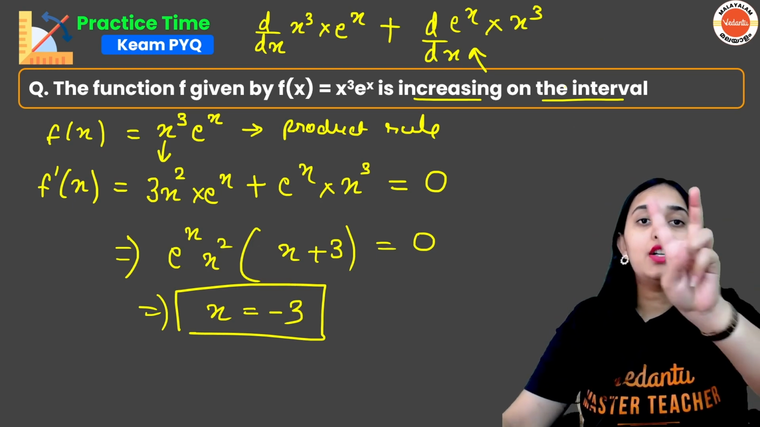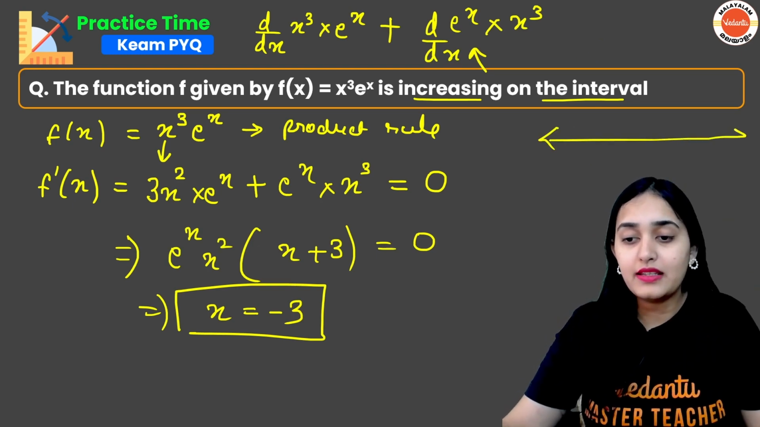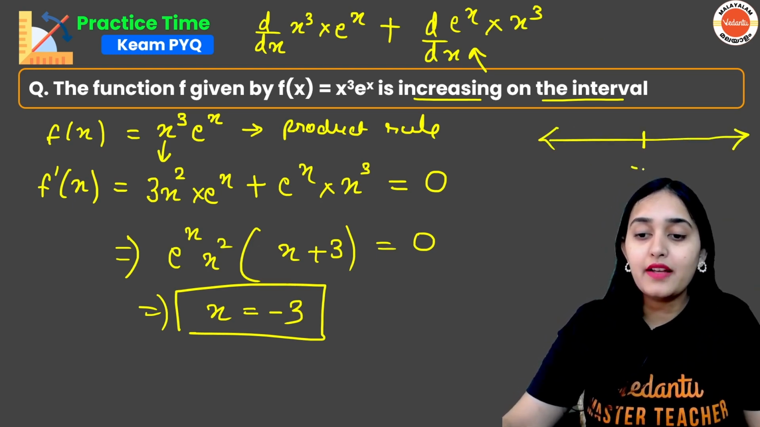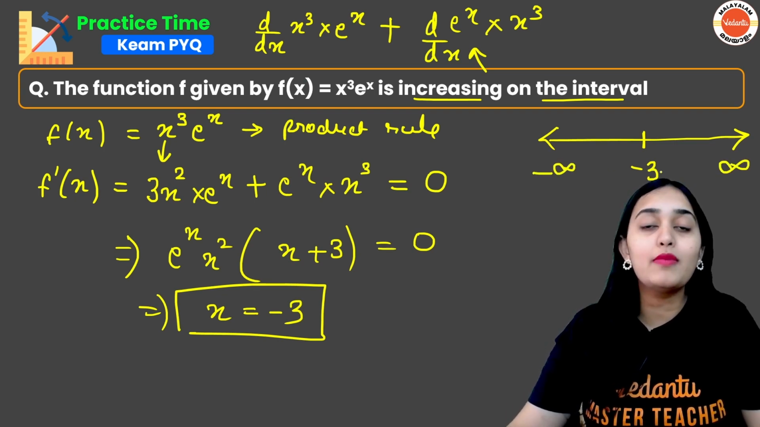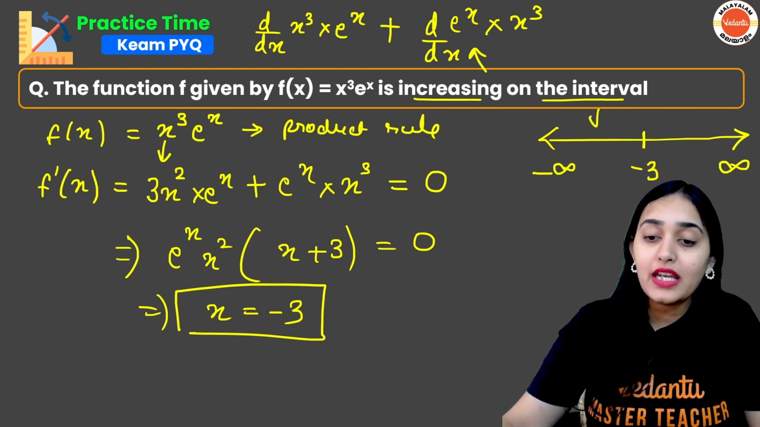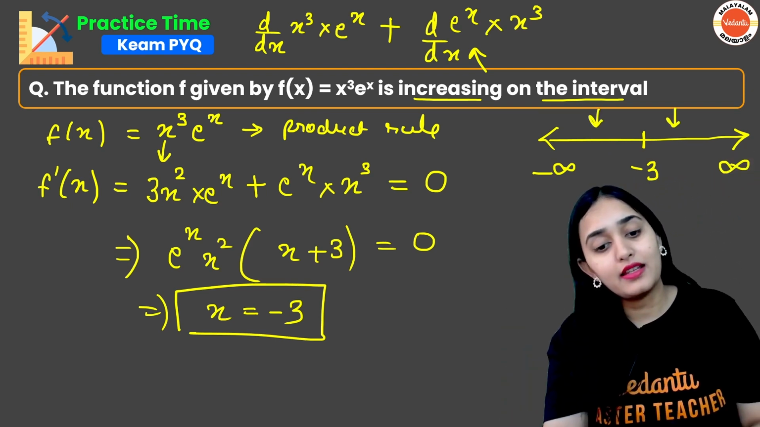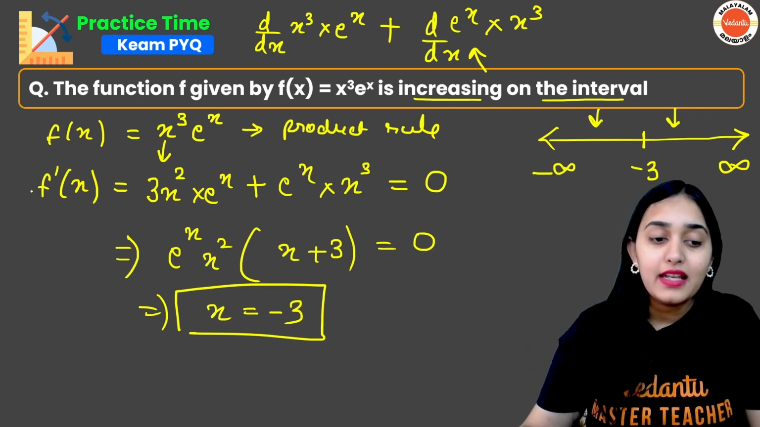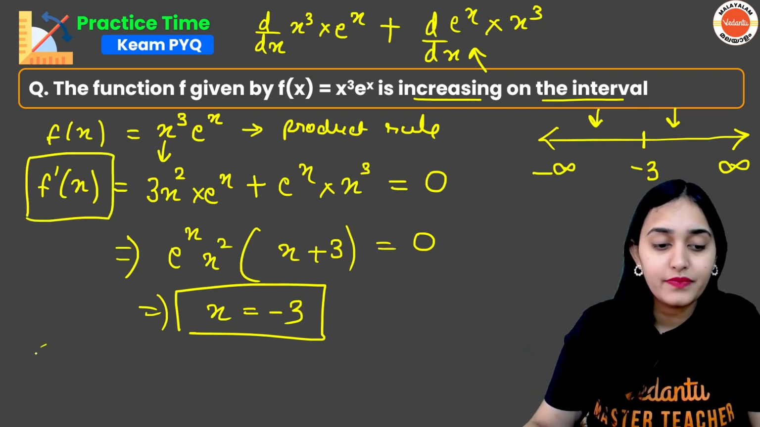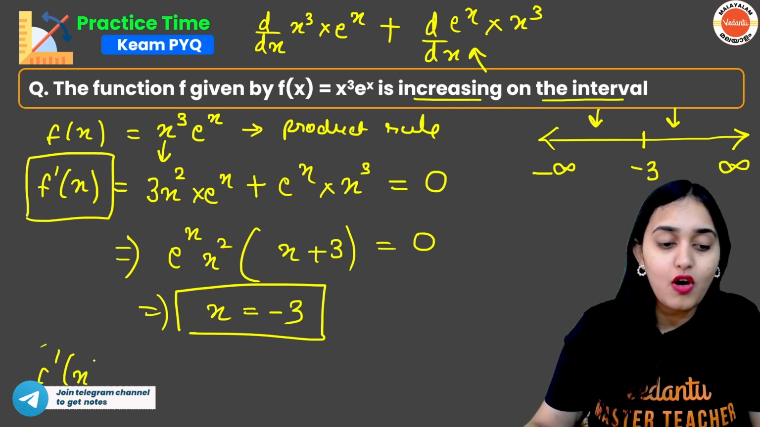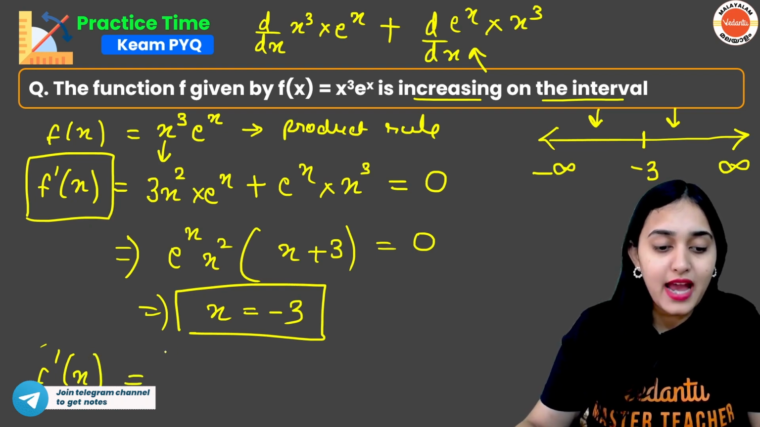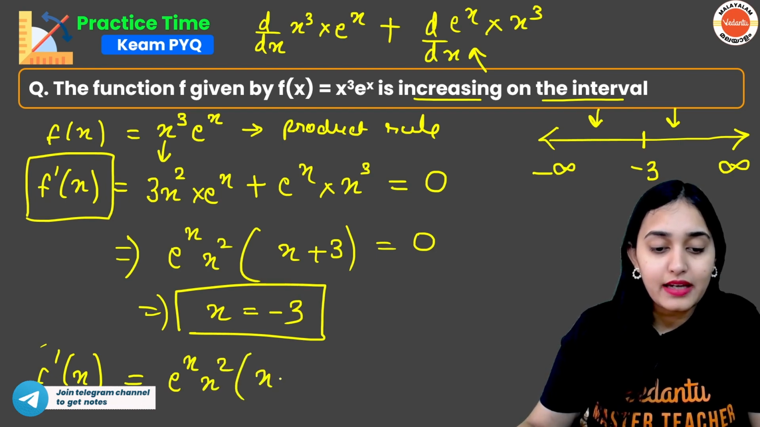So you have two intervals. Just check here. One interval is minus 3 to infinity, the other interval is minus infinity to minus 3. Now you have to find out in which interval it is increasing and in which it is decreasing. How will you do that? Now you come back to this f dash of x. What is f dash of x? e to the power x, x square, x plus 3.